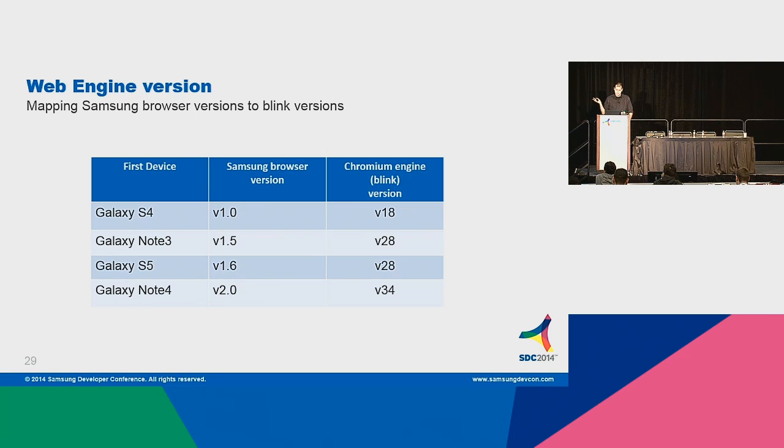This is just the map of Samsung browser versions to the Chromium engine versions. There's a lot of documentation out there on what the Chromium engine supports and how it evolves. So if you want to have some idea of how that maps into Samsung browsers, this is your answer. For example, Samsung Browser 2.0, which was pre-installed on the Galaxy Note 4 device, is based on Chromium version 34.